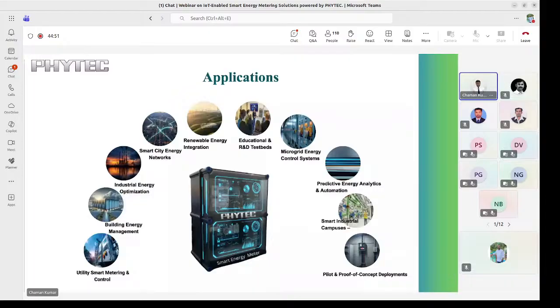If you go for the grid type, where the current is very high and the voltage is also very high, there we will deploy the HTCT smart meter. So the current range is more than 100 ampere, and the voltage range is more than 11 kV or so.